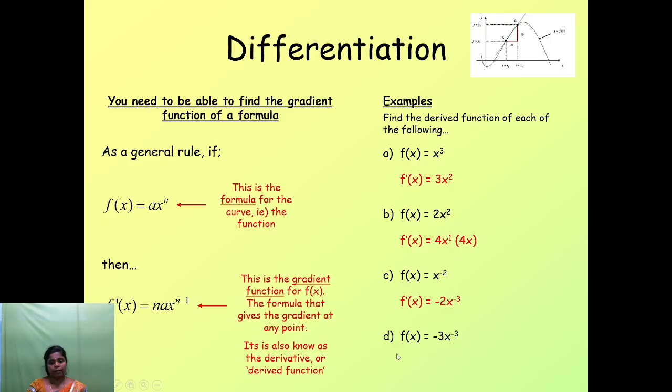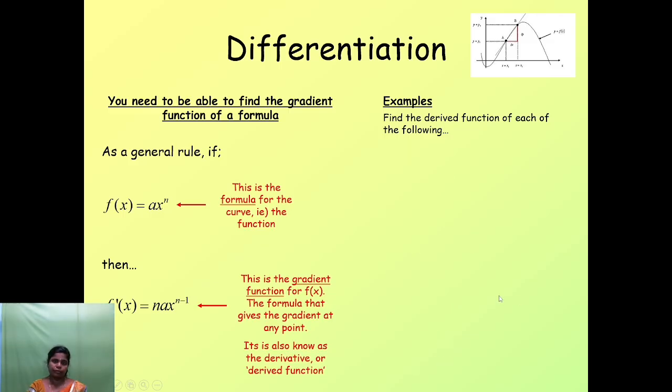In the fourth example, f of x is equal to minus 3 into x power minus 3. Here a value is minus 3 and n value is minus 3. So a into n, you get minus 3 into minus 3, minus into minus plus, so 9. So 9 into x power minus 3 minus 1, you get minus 4. So 9 into x power minus 4.